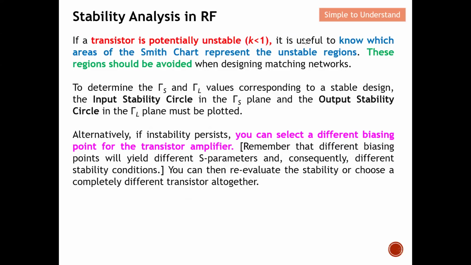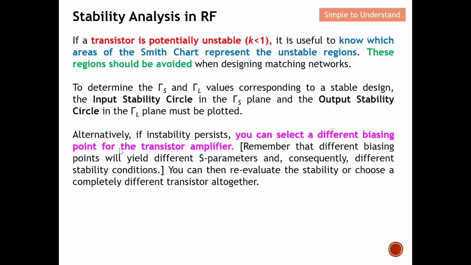Once we find out the unstable region, we need to avoid it when we design the matching network. If you fall under this unstable region, the circuit that you design may oscillate. Again, this can be undesired. In order to determine the reflection coefficient at the source and at the load that correspond to a stable design, for both the input stability circle and the output stability circle, we need to plot this circle. Later on I will show you how we can determine which region will be stable and which region will be unstable.